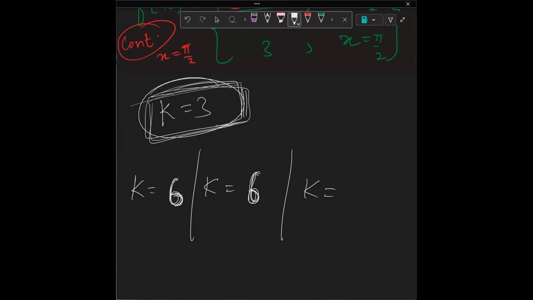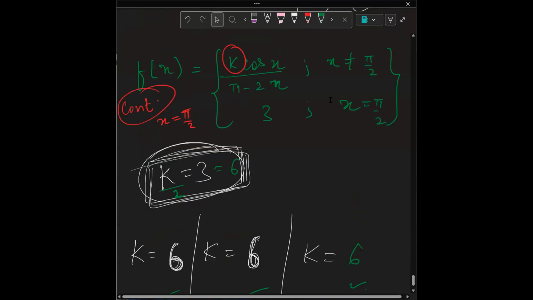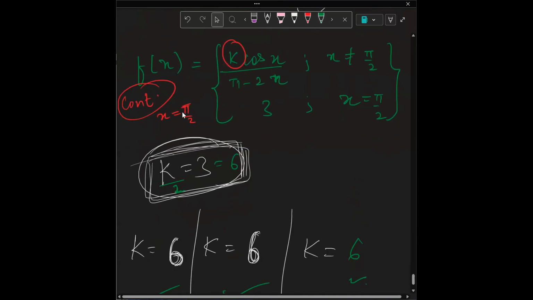Done? No, sir. I don't understand. Acha. So the answer should be 6. Okay. ठीक है. Now see how we can solve this. इसमें मुश्किल क्या था वैसे?